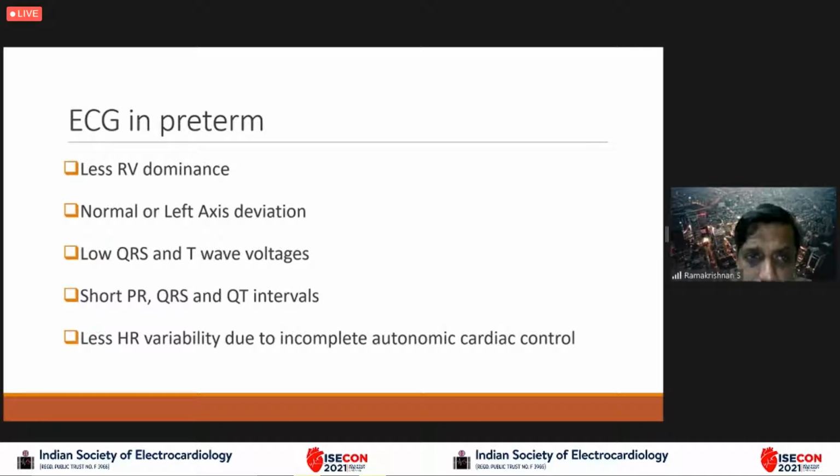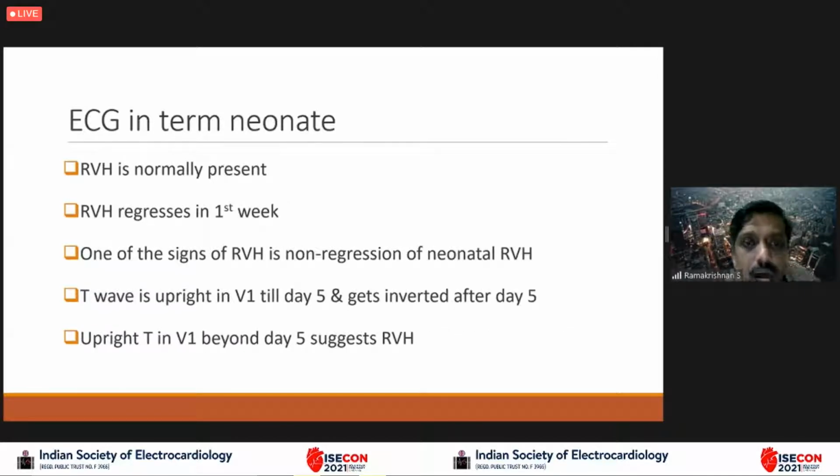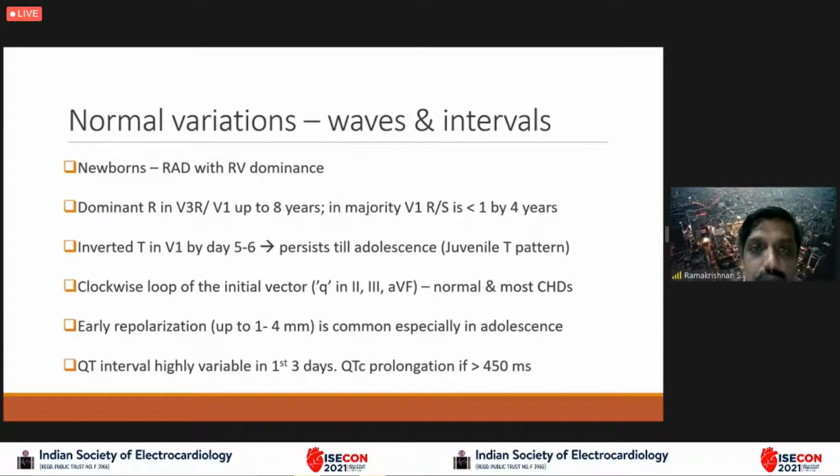And coming to the term neonate, RVH is normally present. RVH regresses by the first week. One of the signs of RVH is non-regression of neonatal RVH. So the T wave is upright in V1 till day 5 and gets inverted after day 5. Any upright T wave in V1 beyond day 5 suggests RVH. So non-regression of RVH as well as persistence of upright T wave indicates RVH in neonates.